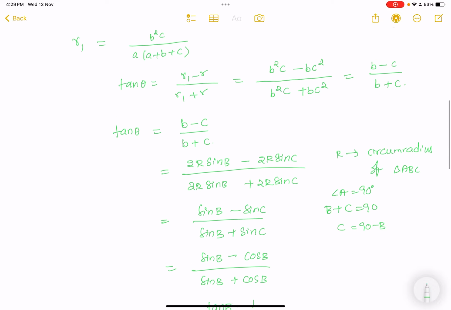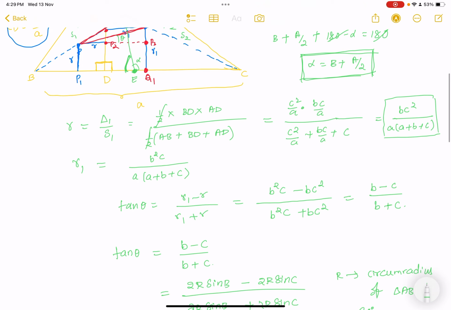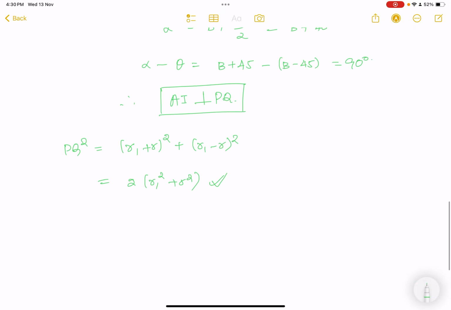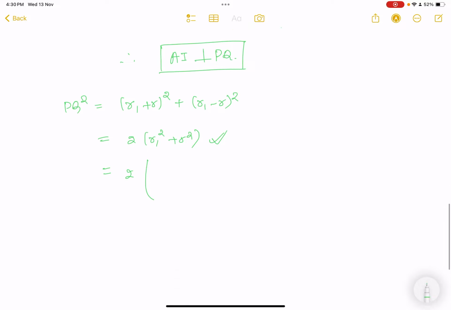So we have already derived R1 and R here. So this is R and this is R1. We'll plug the values of R and R1 into this equation to find PQ. 2 into R1 square is B power 4 C square upon A square by (A plus B plus C) whole square, plus B square C power 4 upon A square by (A plus B plus C) whole square.